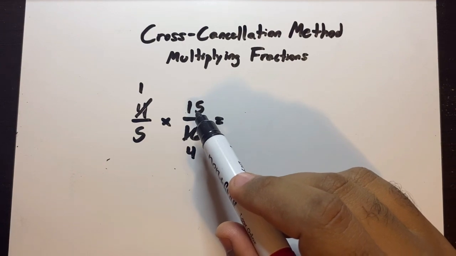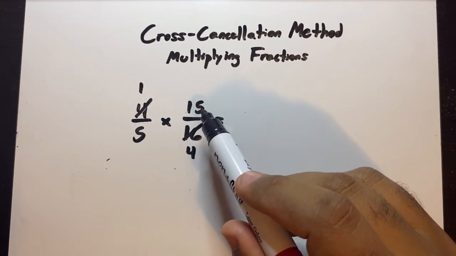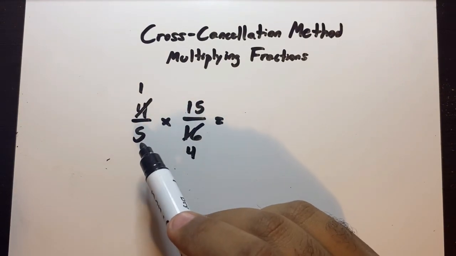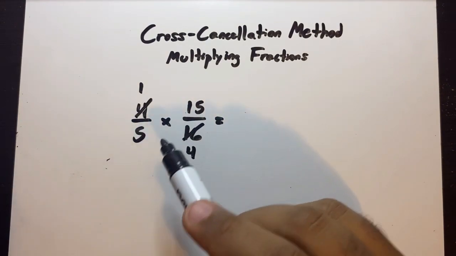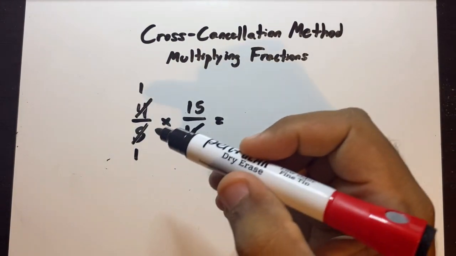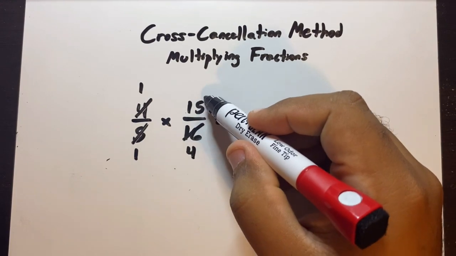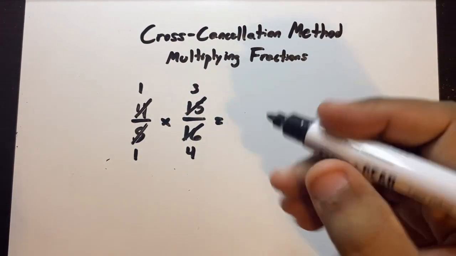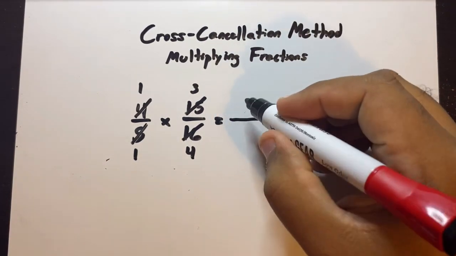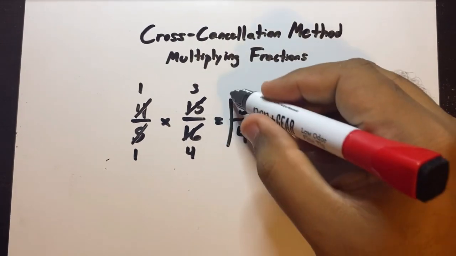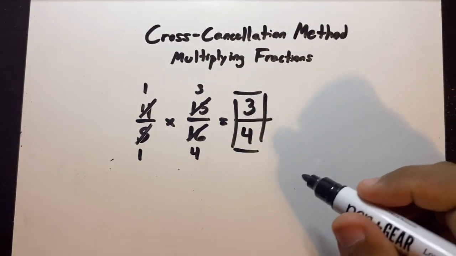Please remember this. If a number ends in 0 or 5, you can divide it by 5. And in this case, 5 is our greatest common factor. So we're going to do 5 divided by 5, which gives us 1. And then 15 divided by 5, which gives us 3. And then you multiply normal. 1 times 3, 3. 1 times 4, 4. And that is our answer.